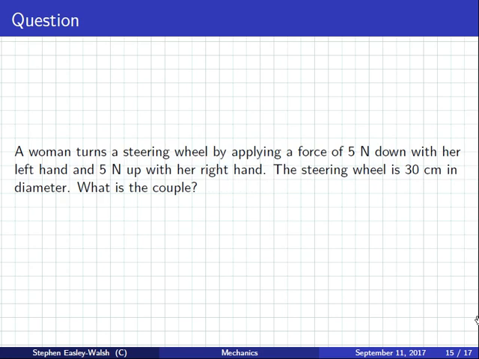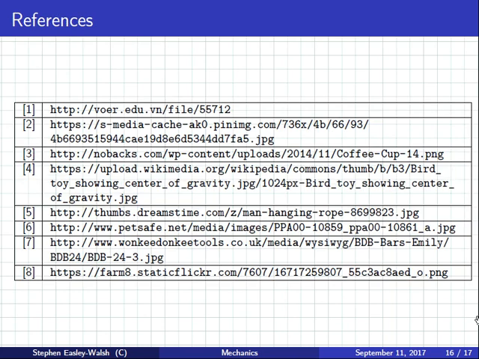A woman turns a steering wheel by applying a force of 5 newtons with her left hand and 5 newtons with her right hand. The steering wheel is 30 centimeters in diameter. What is the couple? Well, what is the total turning force here? What would it be? 1.5. 5 multiplied by 0.3, which is 1.5, and the unit? Newton meters. So these are all quick, short questions, nothing too difficult here. These will not take you much time to do. So if you can try and do this as well.